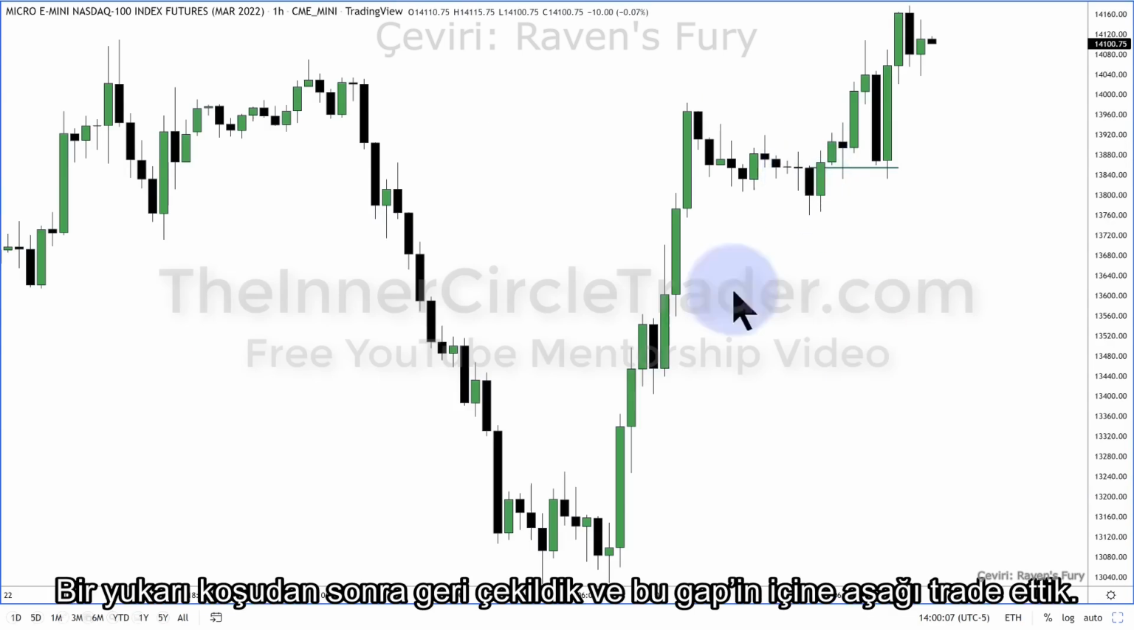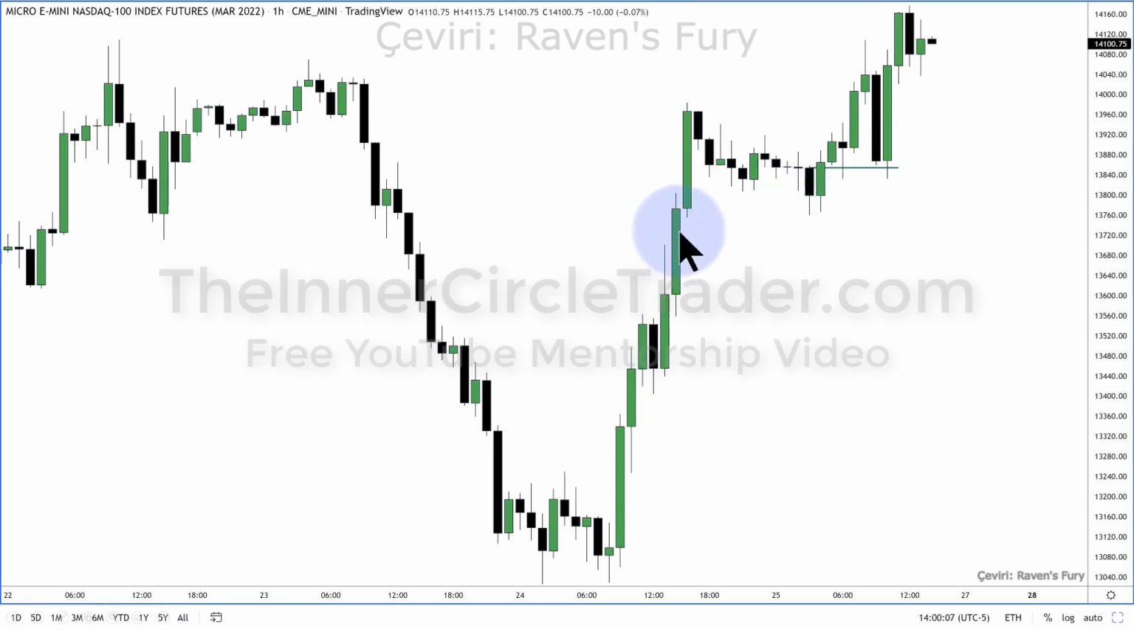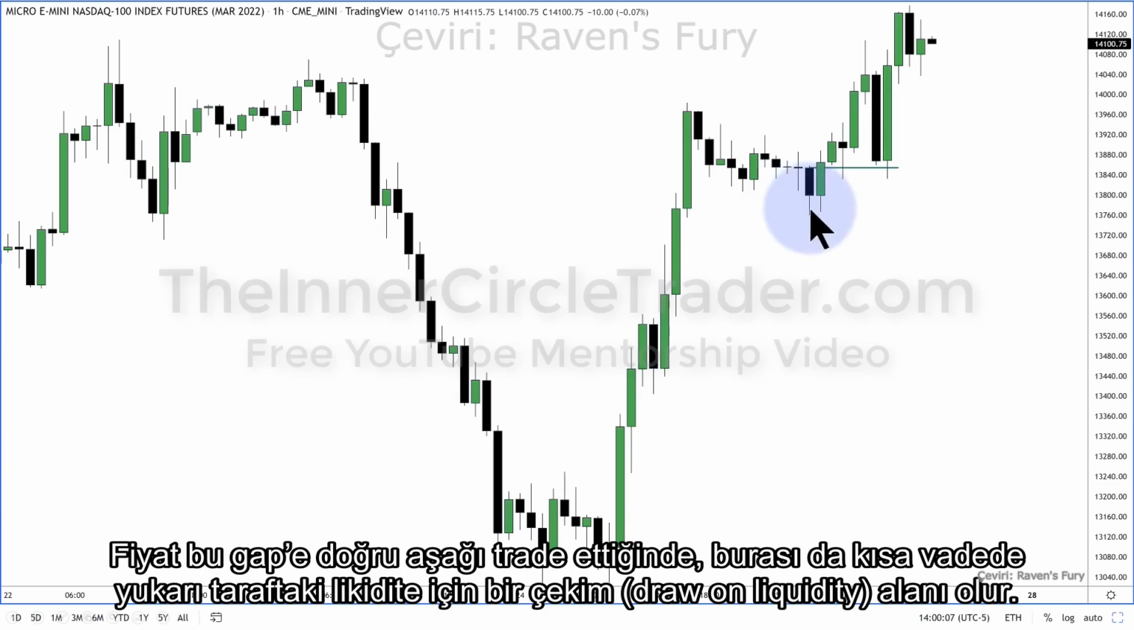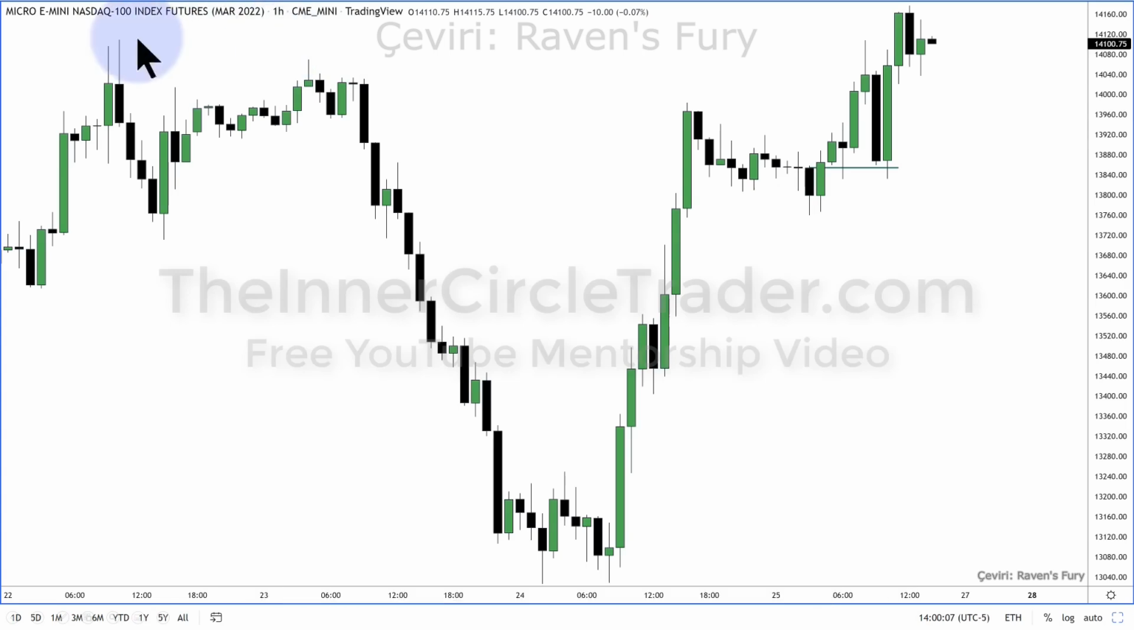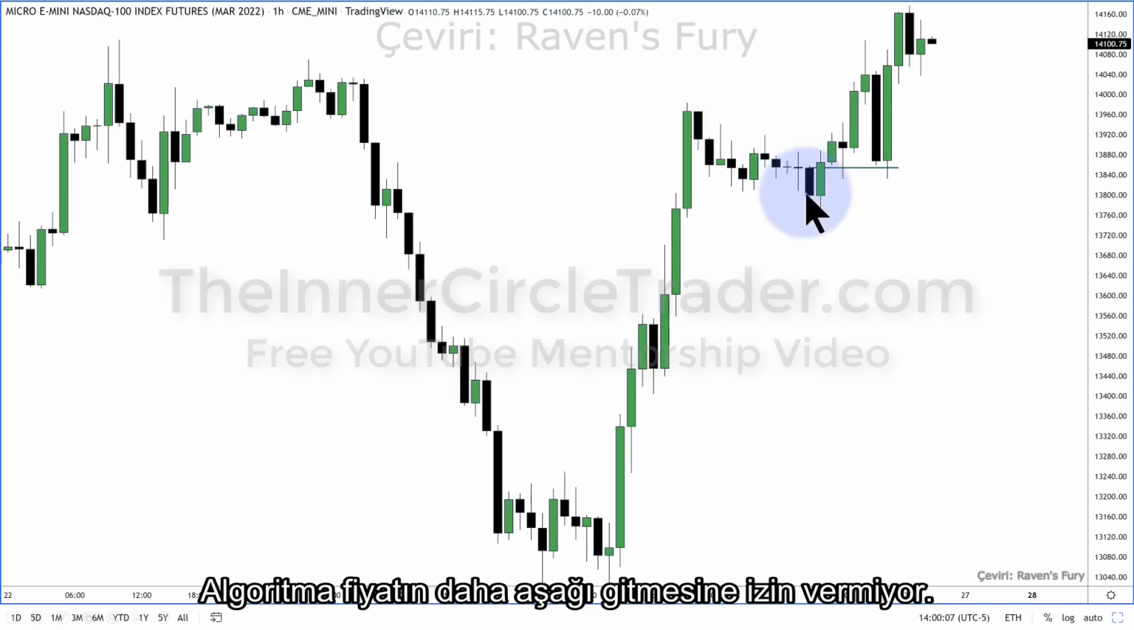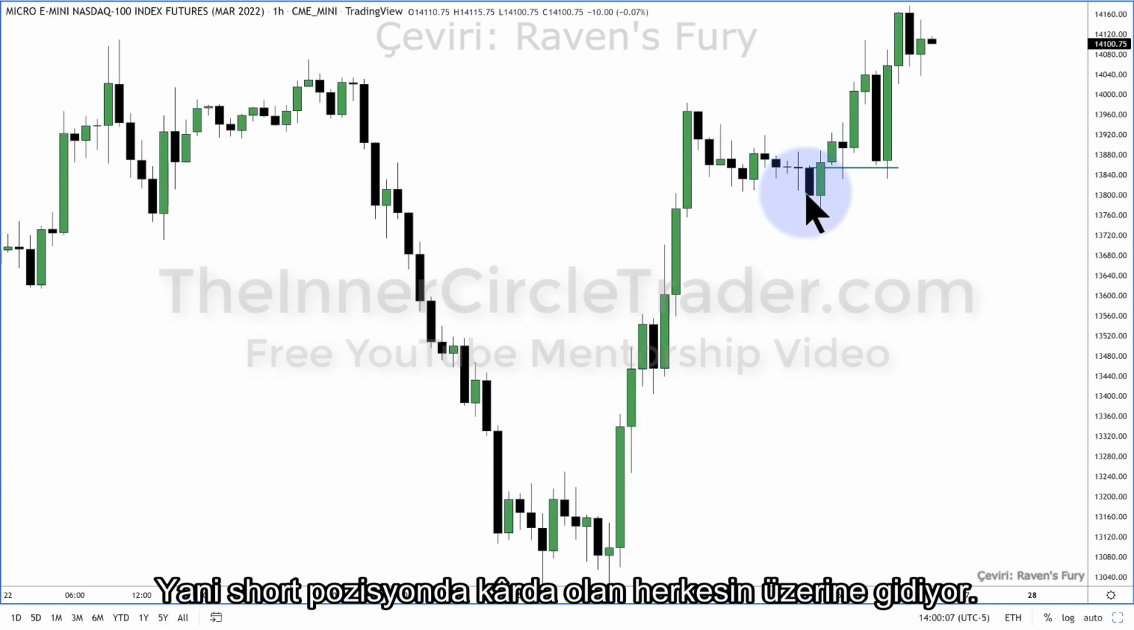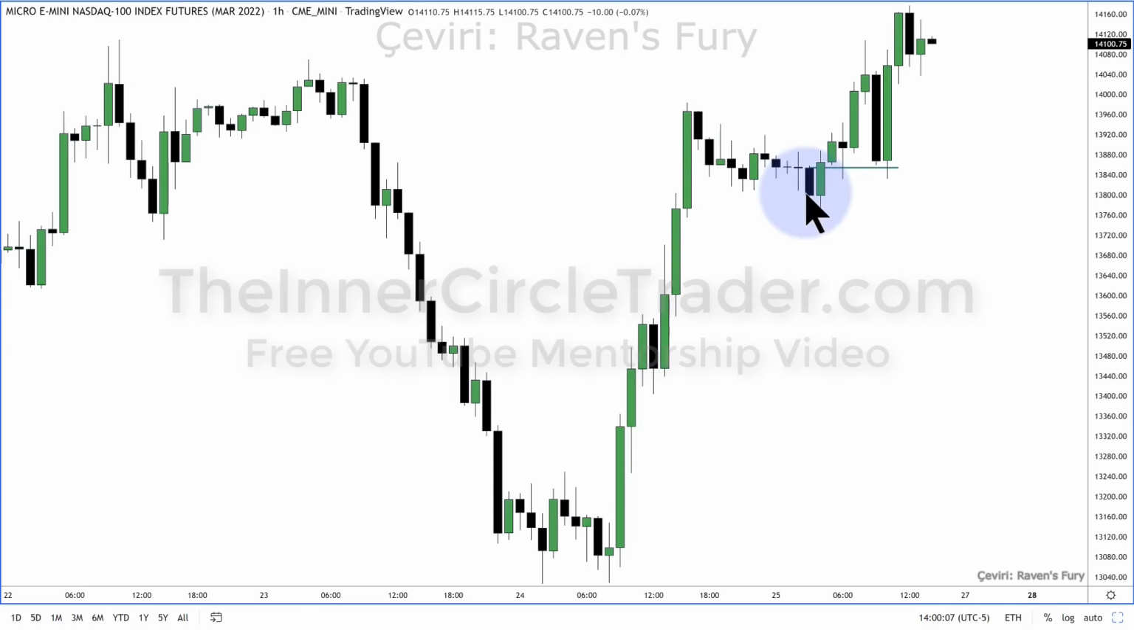Down close candle. After a run up, we retraced, went down inside this gap. See that? This area here, when it trades down towards this gap, this is the draw on liquidity up here as well, near term. So above these relative equal highs, we have what? Buy stops or buy side liquidity. So I'm thinking that the algorithm is not letting price go lower. So it's going after everyone that's been profitable going short. So where are their stops? Right over here. So we're just going to call it 14,110. Okay, real simple.